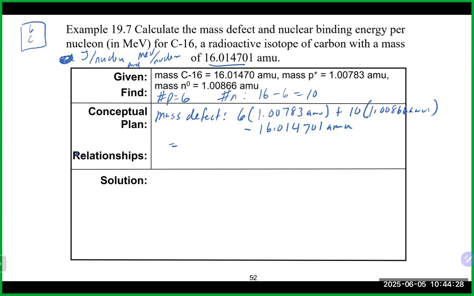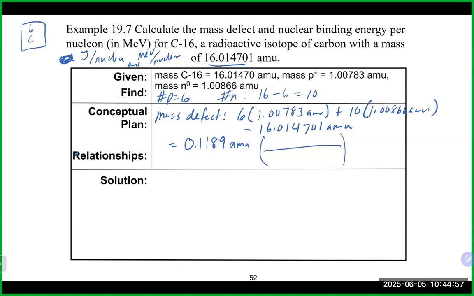So 6 times 1.00783 plus 10 times 1.00866 minus 16.014701 gives us a mass defect of 0.1189, I'll call it. And at this point, again, you do have two options. You could use Einstein's equation, or you could just use those conversions. So I'm just going to use the conversions at this point.